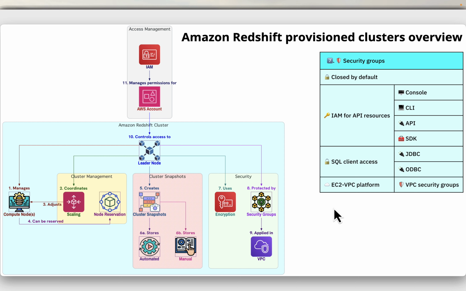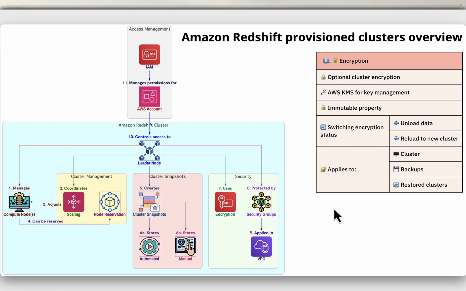Security groups. By default, any cluster that you create is closed to everyone. IAM credentials only control access to Amazon Redshift API related resources: the Amazon Redshift console, command line interface, API and SDK. To enable access to the cluster from SQL client tools via JDBC or ODBC, you will use security groups. If you are using the EC2 VPC platform for your Amazon Redshift cluster, you must use VPC security groups, and it is recommended that you launch your cluster in the EC2 VPC platform.